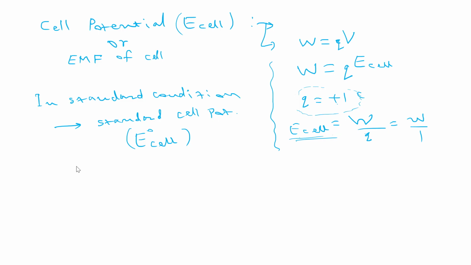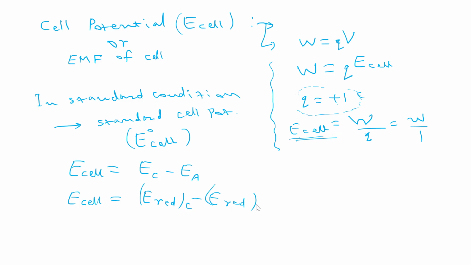According to the definition, what is the formula for calculation of E cell? This will be E of cathode minus E of anode. When we mention just E, that is electrode potential. So electrode potential of cathode minus electrode potential of anode. This difference of electrode potential will give cell potential. Or we can write this formula as E cell equals reduction potential of cathode minus reduction potential of anode.